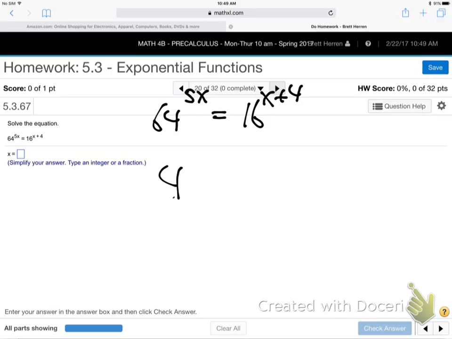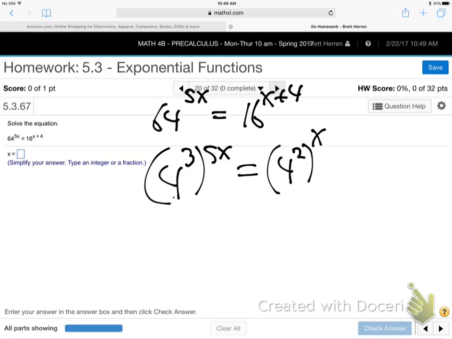So you gotta test the 64. 4 to what power is 64? Use your calculator. It's third. So 4 to the third. And the 5x is still there also. And the other side, 16 is 4 squared. See how we made both bases the same? So this time we had to change both of them, right? Sometimes you have to do that. So there's step 1, make the bases the same.